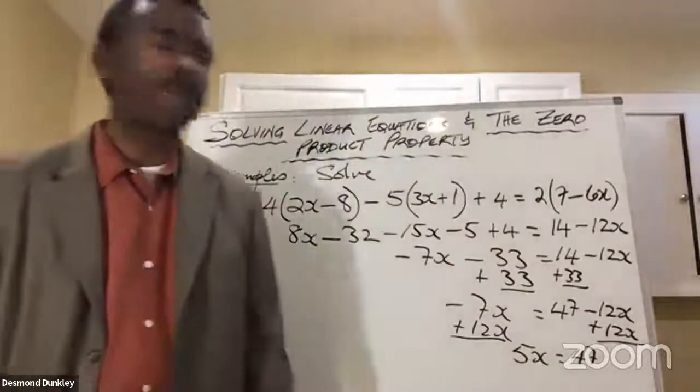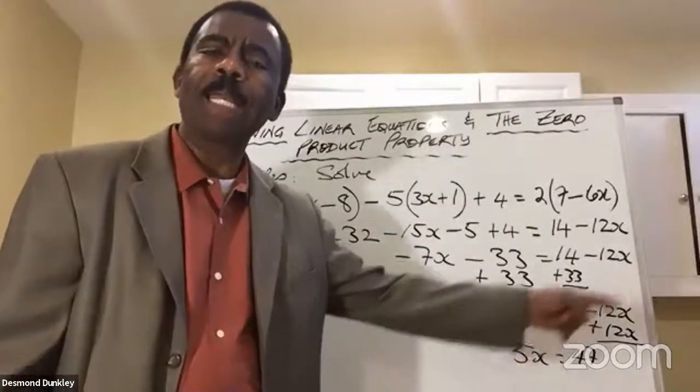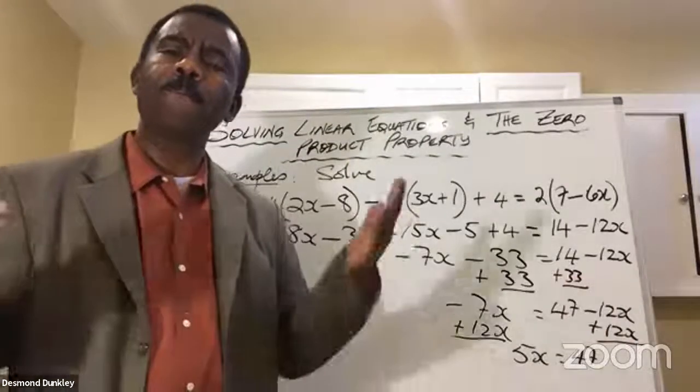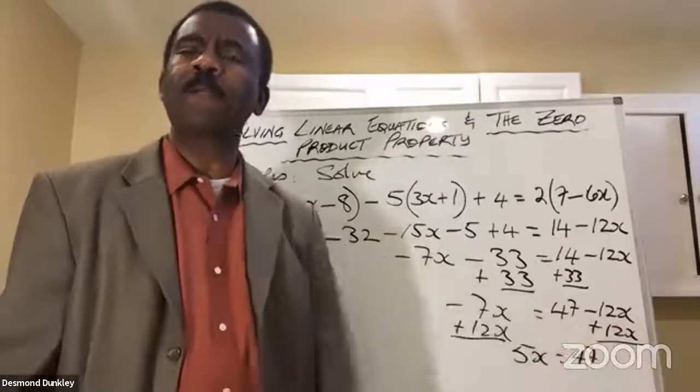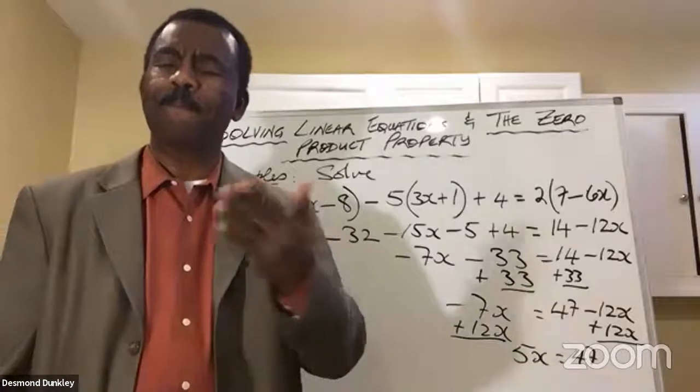And all I have to do now is to get x by itself, I divide both sides by 5. That gives me x equal to 47 divided by 5.